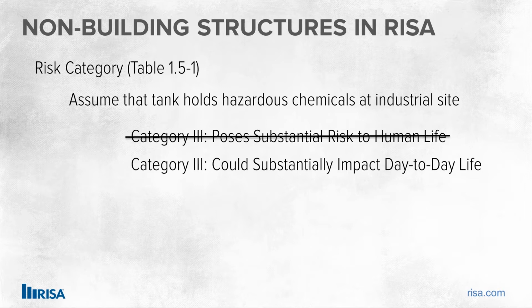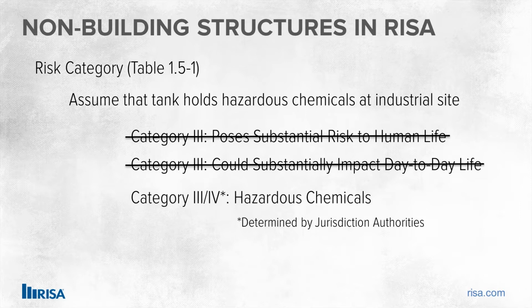Again, probably not going to have any impact other than right at that site if we have a failure. And then we have a catch-all category for hazardous chemicals, and those can fall under either Category 3 or Category 4. The way the code describes that is that the category is going to be determined by the jurisdiction authorities. In other words, we would have to talk to the county or the city or the state in this case and basically plead our case as to why we felt that our hazardous chemicals fell into Category 3 versus 4. In this case, we'll assume that we did get a Category 3 approval. And so in that case, our importance factor for wind will be 1.00.